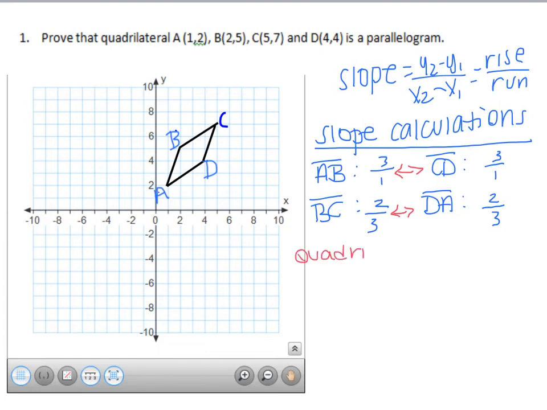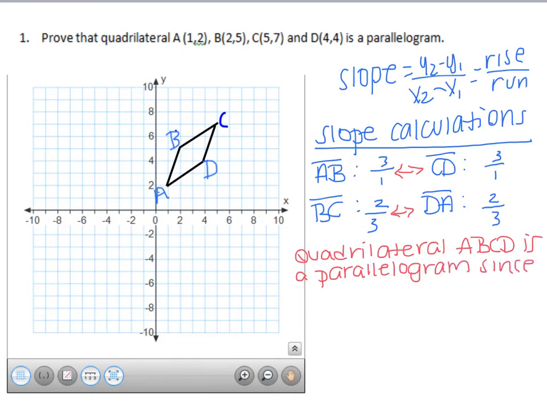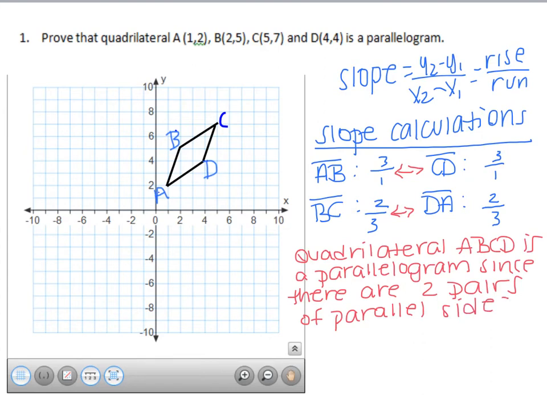Quadrilateral ABCD is a parallelogram since there are 2 pairs of parallel sides, and I'm going to add how I know that they have the same slope.